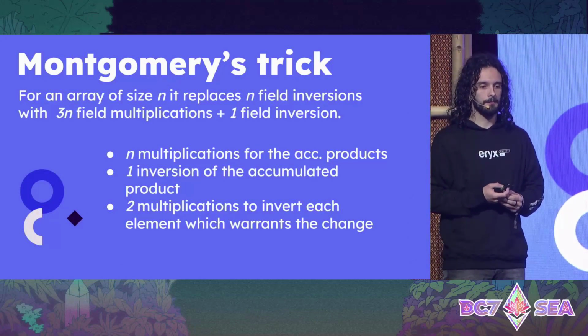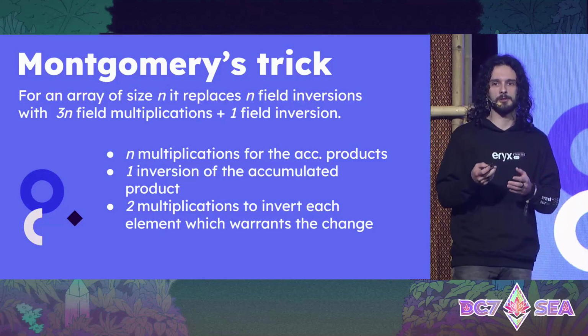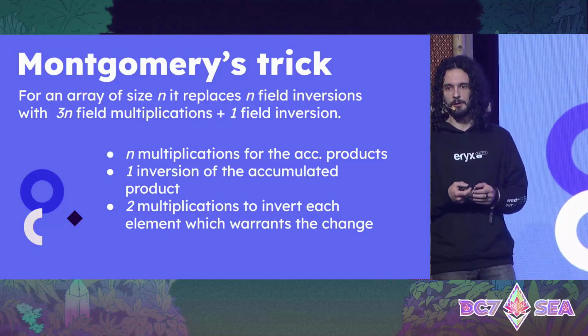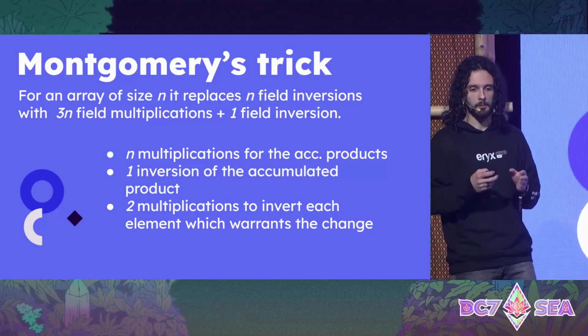Now, this turns a potential n field inversions, right? So for an array of size n, it replaces n field inversions with 3n multiplications and 1 inversion. This is way cheaper, and we like this trade-off.